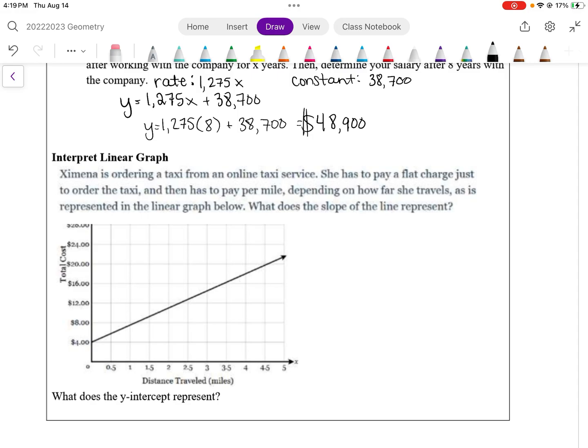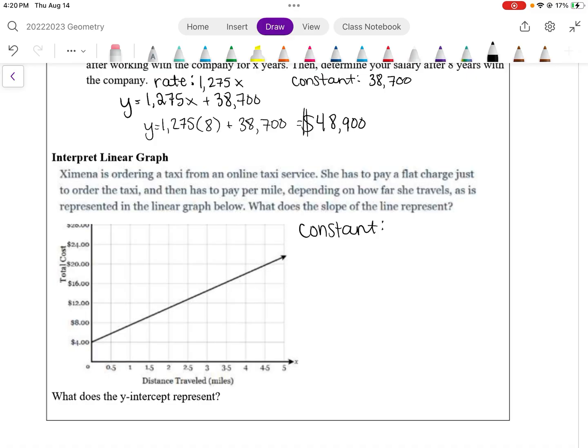Okay, next one. Now we're going to work on interpreting a graph. So we just have one example here. Jimena is ordering a taxi from an online taxi service. She has to pay a flat charge just to order the taxi and then has to pay per mile depending on how far she travels. What does the slope of the line represent? So let's make sure we understand this, okay? She is ordering a taxi. She has to pay some kind of flat charge just to order the taxi. That's like your constant.